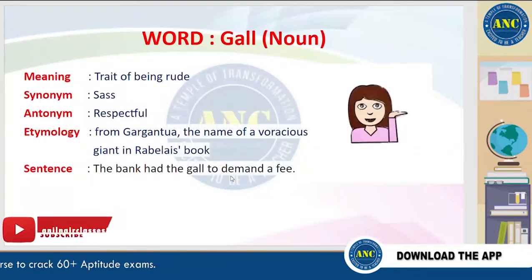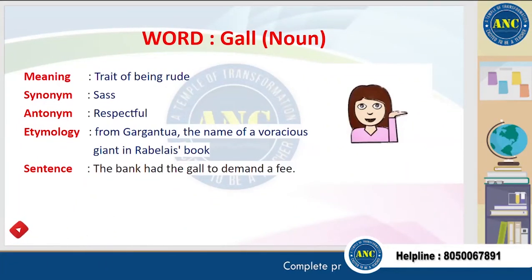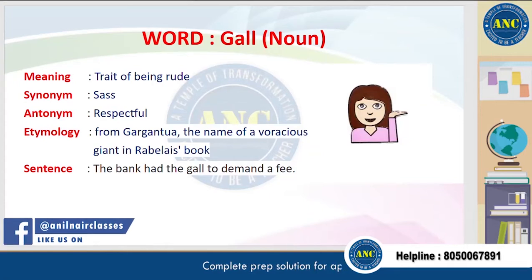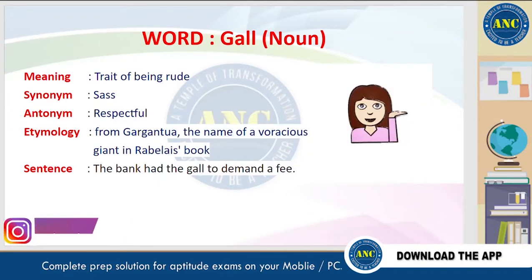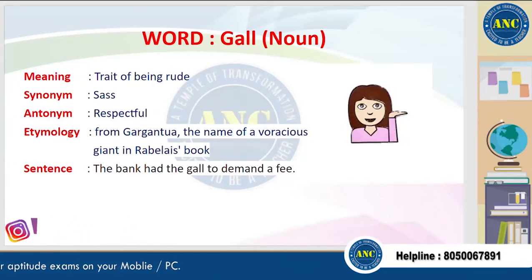Gall. Gall means the trait of being rude. A synonym for this word is sass, and an antonym is respectful. A sentence for this word is, the bank had the gall to demand a fee.